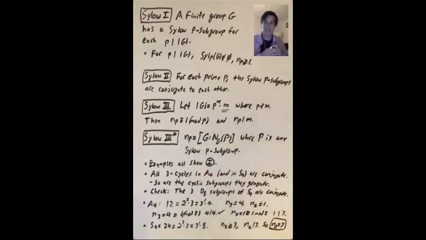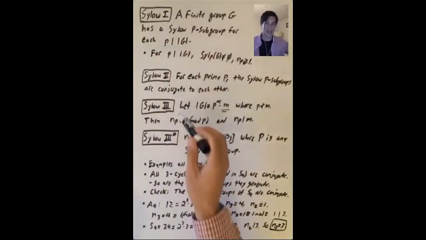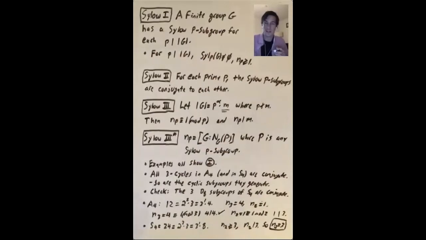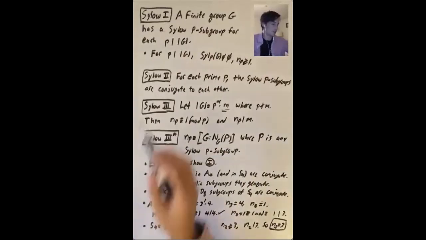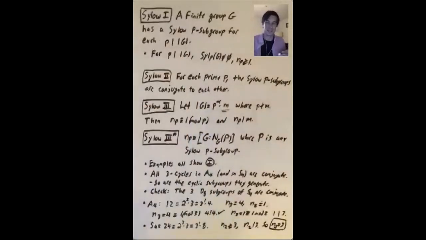All right, so in the rest of this video, what I want to do is just talk about what these statements say about the examples we looked at earlier. All the examples we saw show this first thing, that Sylow p subgroups exist. In Z mod 12Z, in A4, and in S4, we saw that for any prime dividing the order of the group, so for 2 and 3, there always was at least one Sylow 2 subgroup and at least one Sylow 3 subgroup.